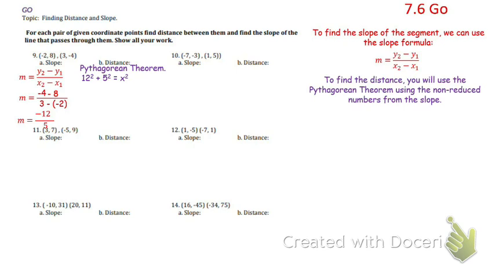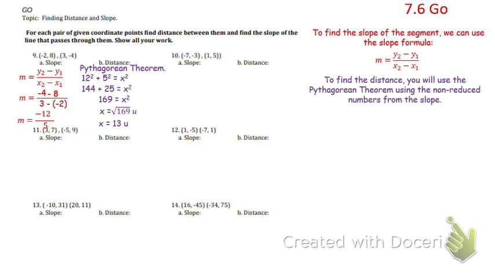So 12 squared is 144, 5 squared is 25, added together x squared is 169, but we don't want x squared, we want just x. So we'll square root both sides. You can use your calculator if you don't recognize it. This actually is a perfect square, so the distance turns out to be 13 units.